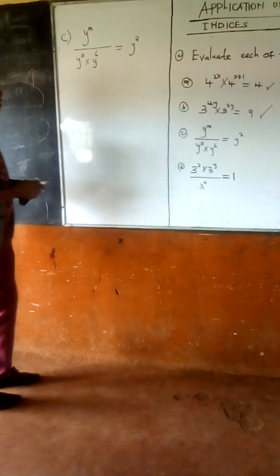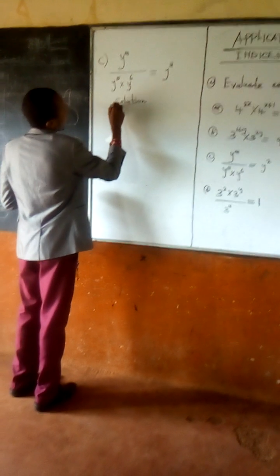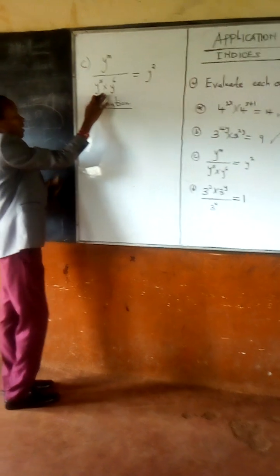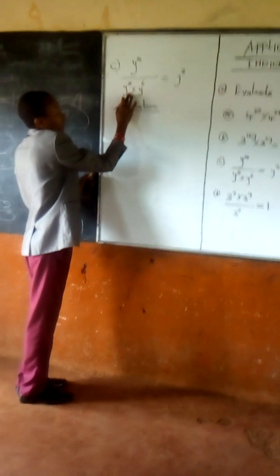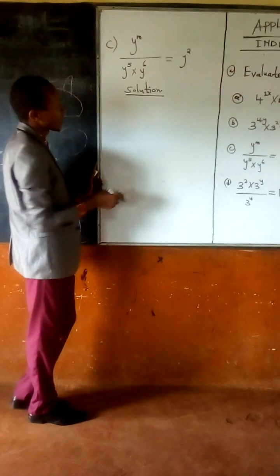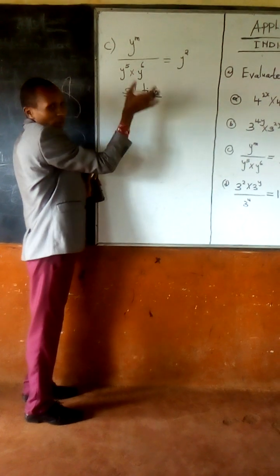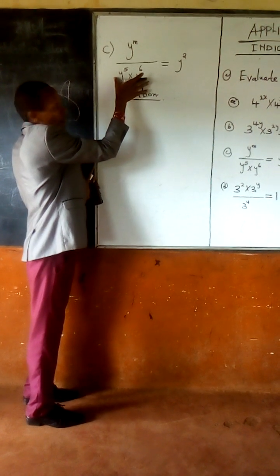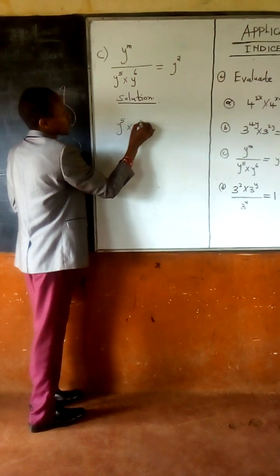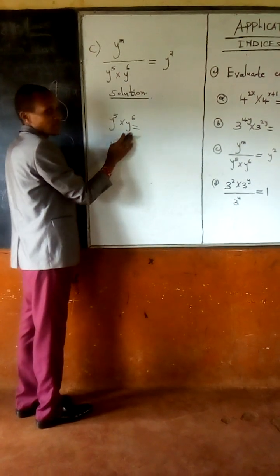So let's see how we can solve this. Now this is y all over, which is the same as division. Y all over y raised to 5 times y raised to 6. First of all, class, let's solve the denominator. Here we have been given y raised to 5 multiplied with y raised to 6. How can we solve that? Because it is multiplication, just take one of the base.